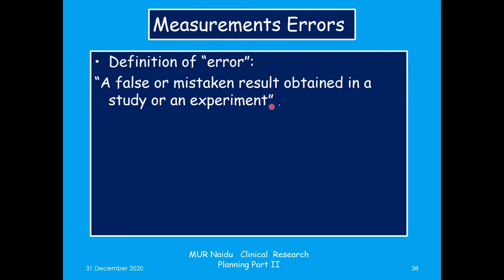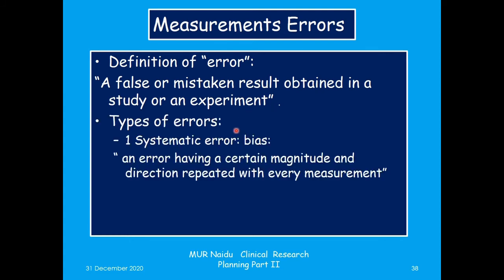The types of error: one is the systematic error or bias. An error having a certain magnitude and direction, repeated with every measurement. For example, you are recording blood pressure, but the instrument is not properly validated and standardized, so there is an error. All the BP readings recorded in all the patients will be wrong. So this is a systematic error.